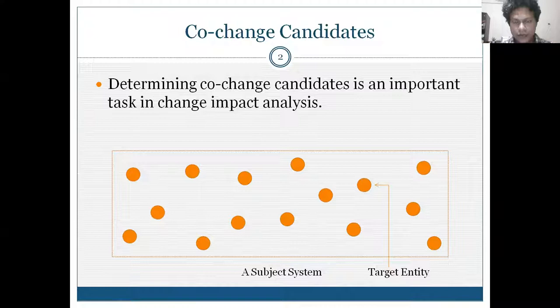Whenever we are going to make some changes to a particular software entity, some other related entities might also need to be changed to make the software system consistent. These other related entities are called the co-change candidates. If we do not determine the co-change candidates properly, then the changes that we make might contain some bugs. Thus, it is very important to determine the co-change candidates.